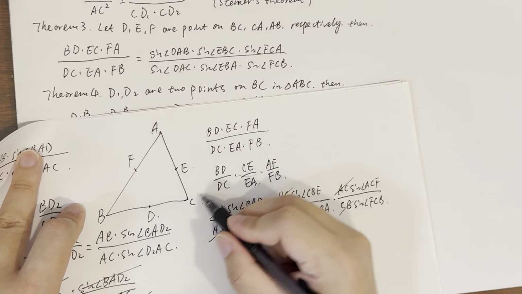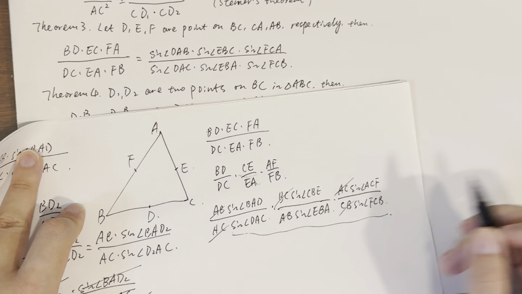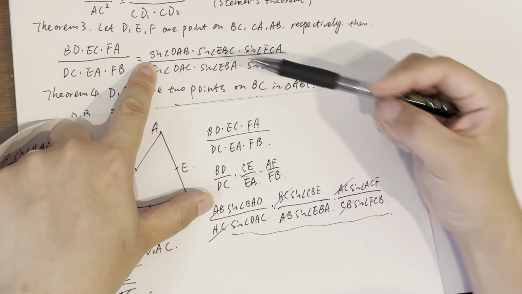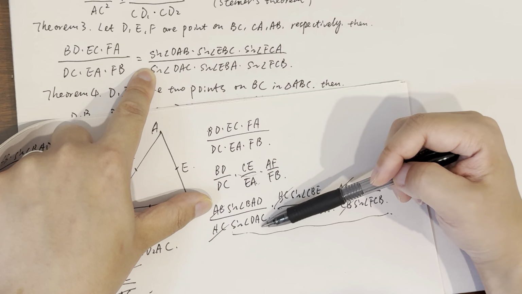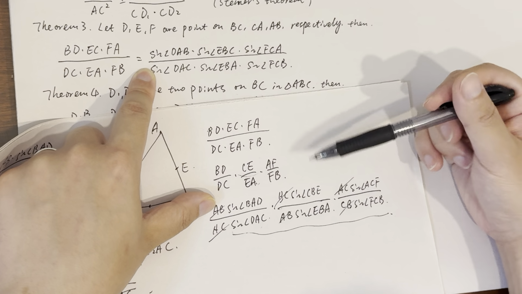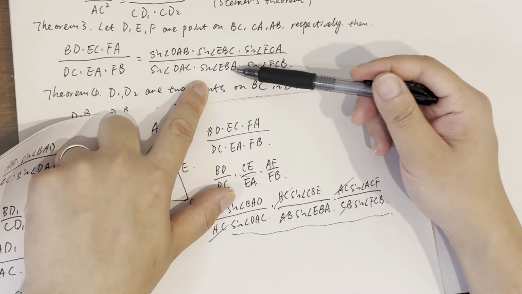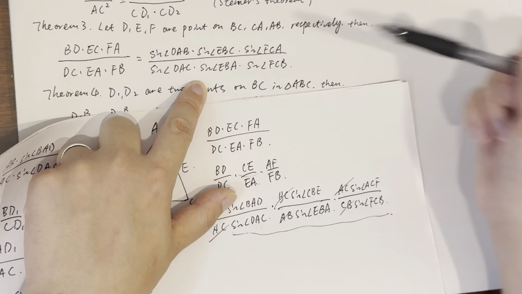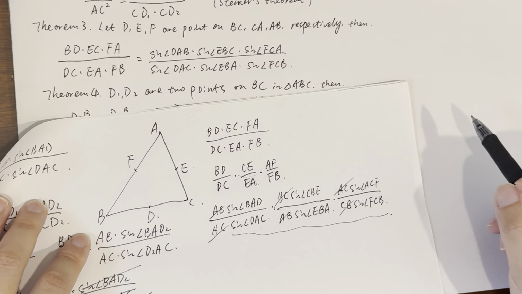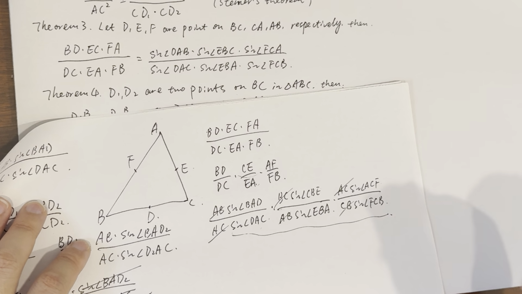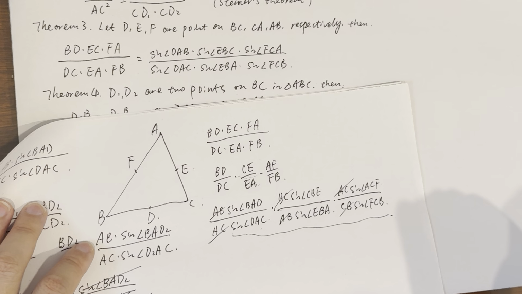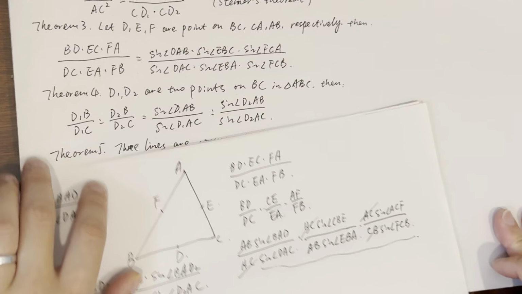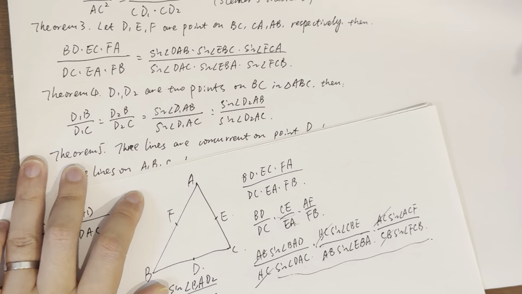So we got this one equals this part. This part is exactly this part, right? Sine angle DAB, sine angle DAB, sine angle DAC, sine angle DAC, sine angle EBC, sine angle EBC, sine angle EBA, sine angle EBA, and FCA, FCA, FCB, FCB, right? And you may notice this is already very close to the proof of Ceva's theorem, right? Okay, let's see the next one.